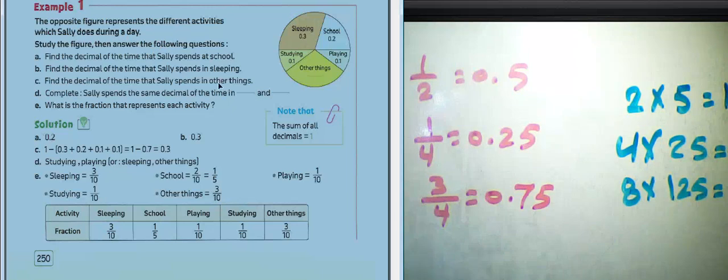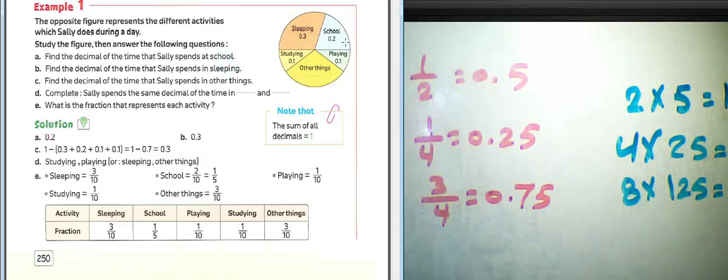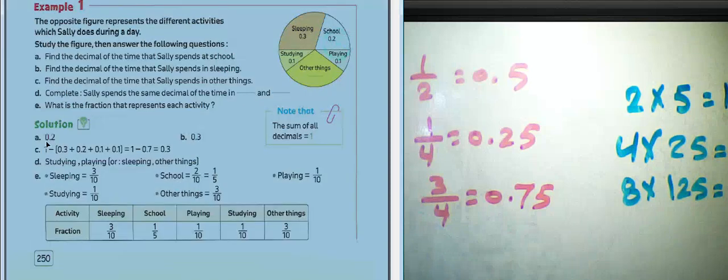Look at this pie chart and the questions here. Find the decimal of the time that Sally spent at school. The solution here for school is 0.2. Okay. Find the decimal of the time that Sally spent sleeping. Sleeping here is 0.3. Okay.